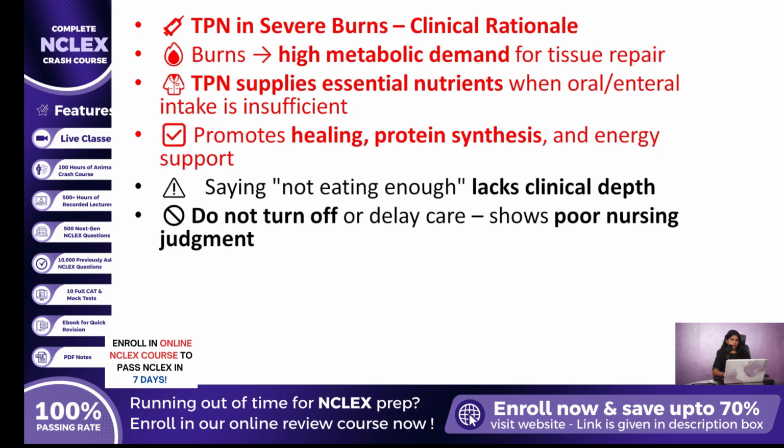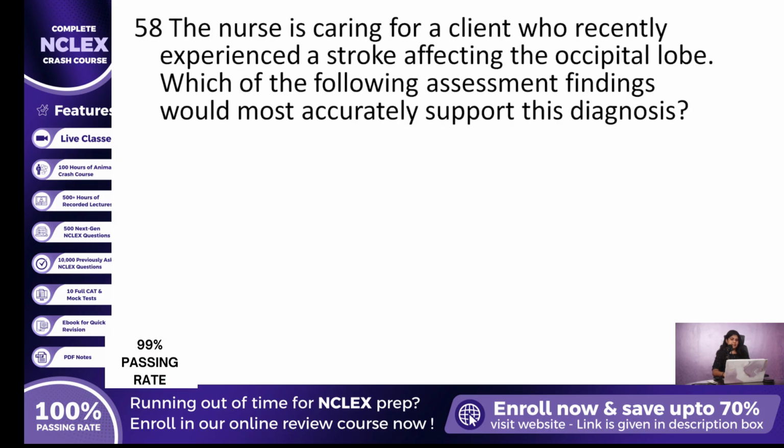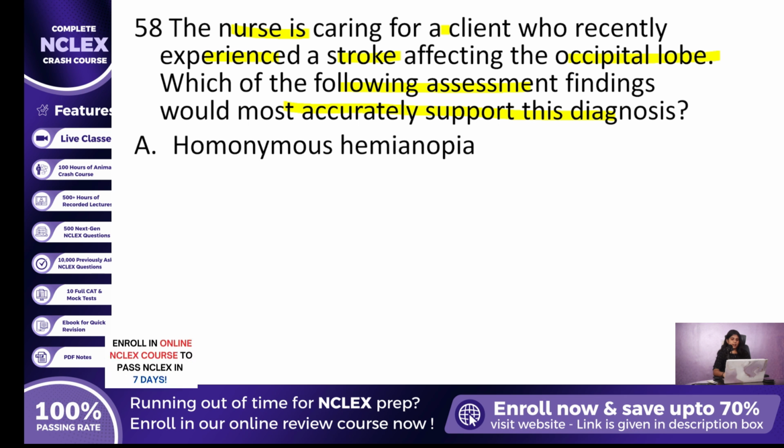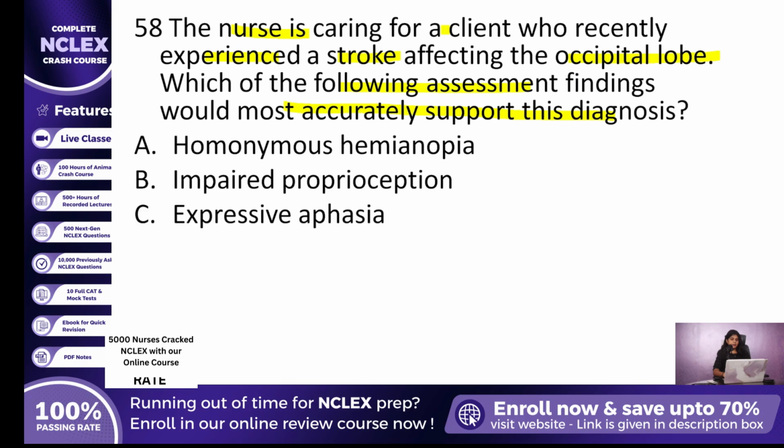Question 58 now explores stroke localization by examining neurological deficits. The nurse is caring for a client who recently experienced a stroke affecting the occipital lobe. Which of the following assessment findings would most accurately support this diagnosis? Here are the options. A. Homonymous hemianopia. B. Impaired proprioception. C. Expressive aphasia. Or D. Impulsivity. The correct answer is option A. Homonymous hemianopia. Here is the rationale.